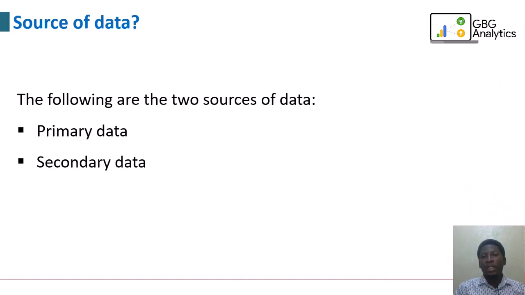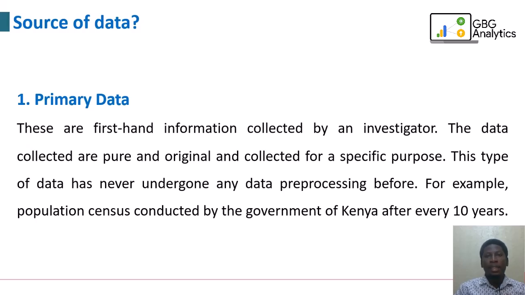There are two sources of data. The first one is what is known as primary data. The second one is what is known as secondary data. So let's see the difference between a primary data and a secondary data. A primary data is the data that you collect by yourself. This is the data that has not existed, only that you go there and you start generating it on your own. That is why they call it first-hand information.